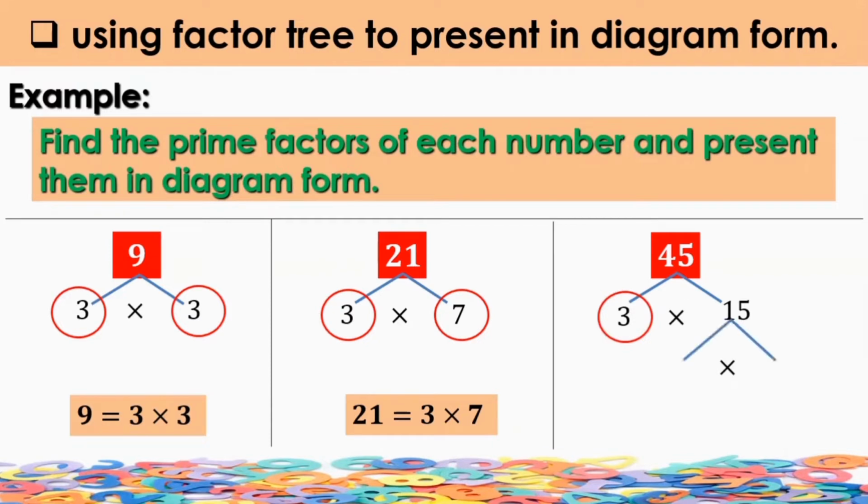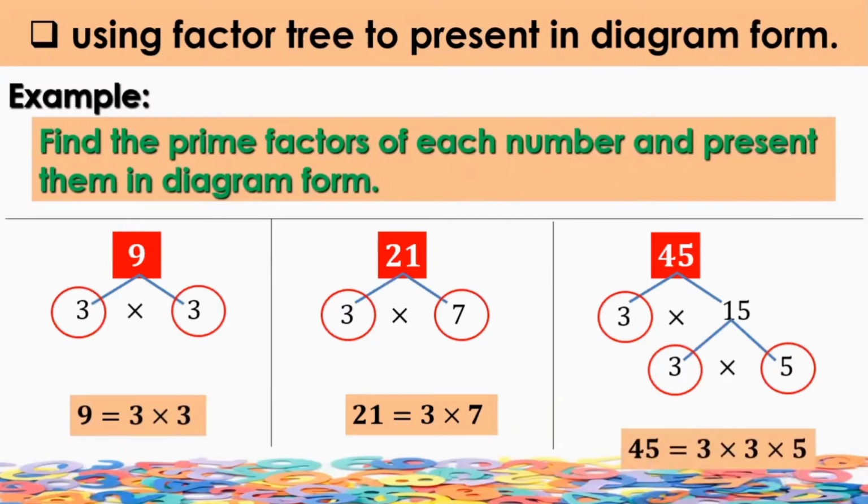So let's continue the process. Let's think of a factor of 15, the smallest one, that is a prime number. 3 also. 3 times a number is equal to 15. What is that number? 5. So 3 times 5 equals 15. As we all know, 3 and 5 are prime numbers. So let's stop here. Therefore, the prime factors of 45 is equal to 3 times 3 times 5.